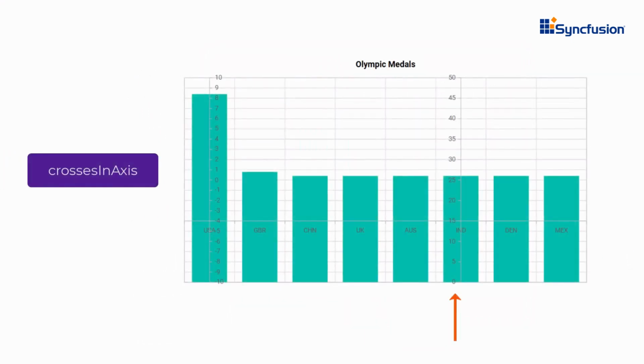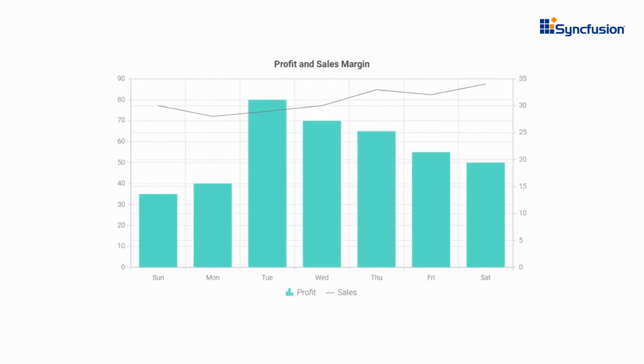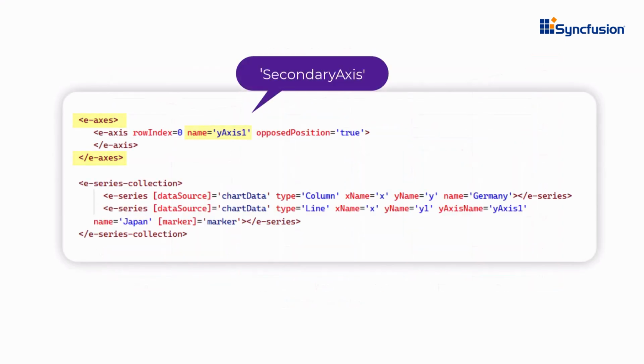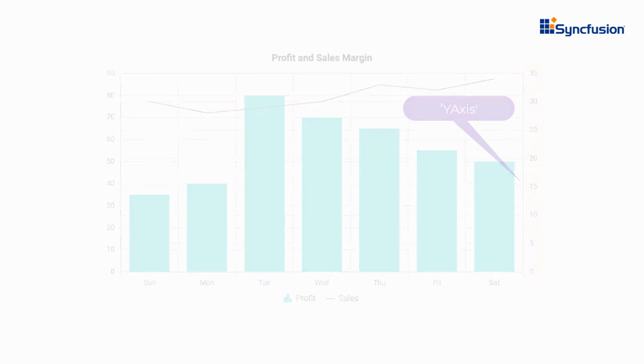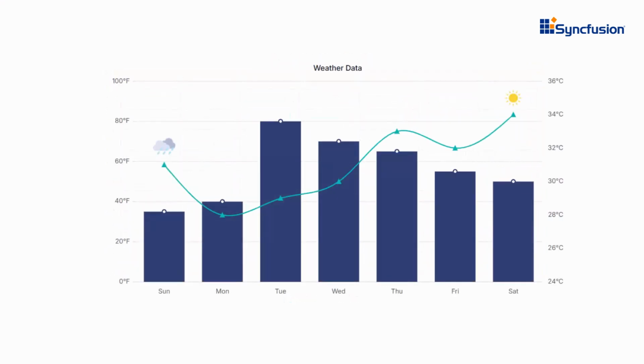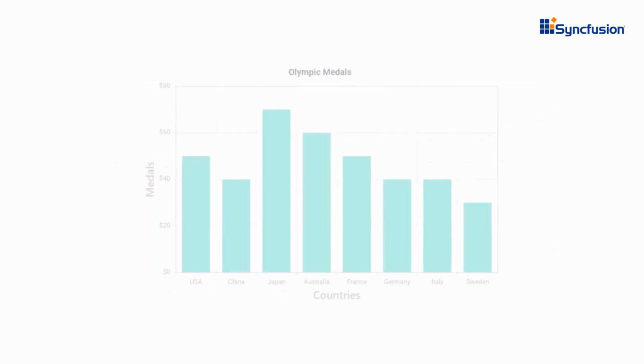and control which axis it crosses using crossesInAxis. If your chart compares two series with different scales, say profit in one and units sold in another, simply add a secondary axis in the axes collection and link it using yAxisName or xAxisName. These layout controls help your data stay visually balanced and intuitive.